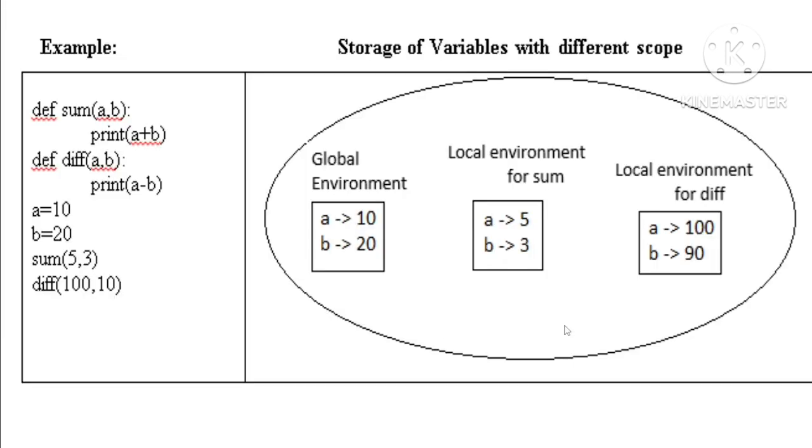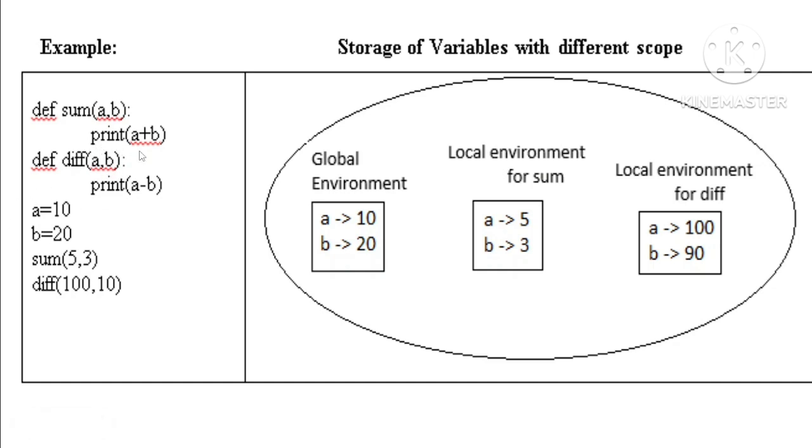Okay. See, this is how memory is allocated. Look at this example. Def sum of a comma b, print a plus b. Def diff of a comma b, print a minus b. A is equal to 10, b is equal to 20, sum of 5 comma 3. I have given a program here. Now observe this program carefully. There are two variables globally called A and B. There are two local variables A and B inside sum, two local variables A and B inside diff.